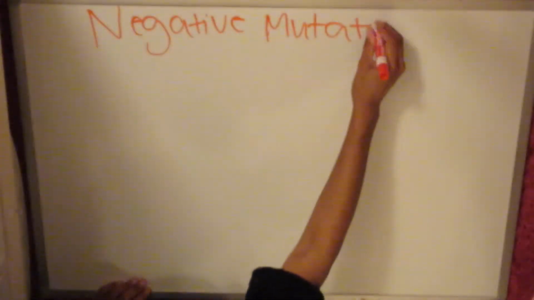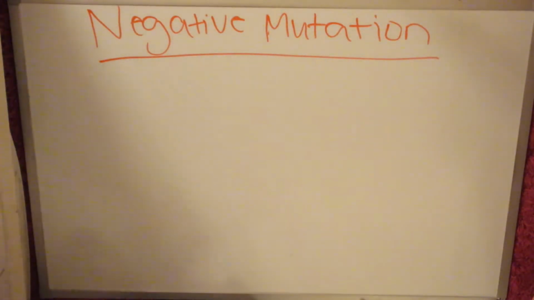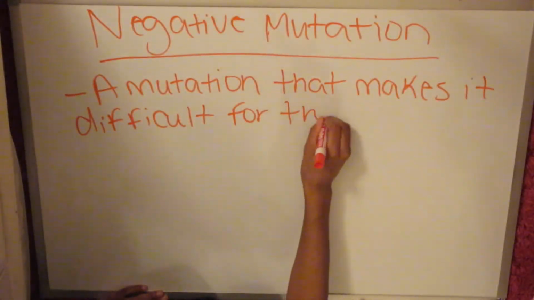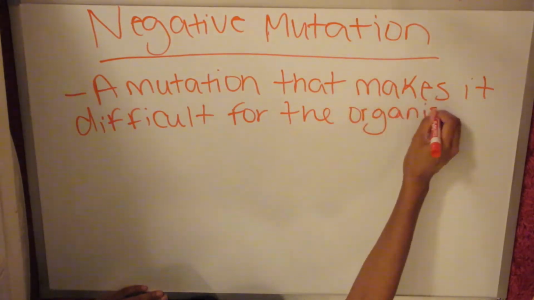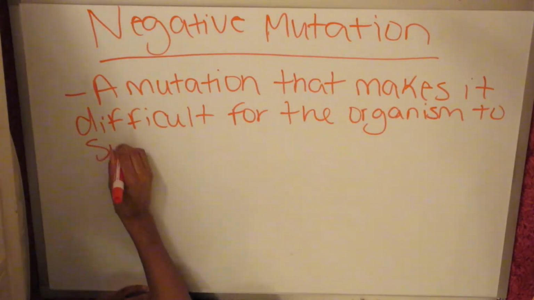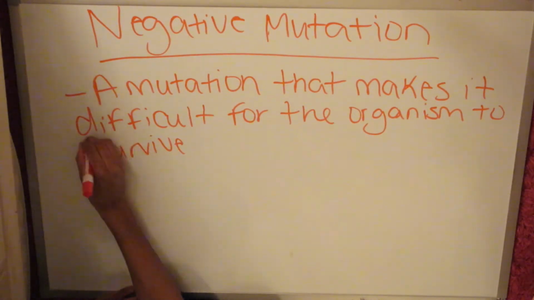The next thing that we're going to go ahead and look at are negative mutations. And I'm sorry that the camera keeps having to refocus, guys. It's doing too much. So let's talk about negative mutations. So a negative mutation is a mutation that keeps the organism from surviving, or does not help the organism and it actually hurts the organism. So the definition that I wrote is a mutation that makes it difficult for the organism to survive.